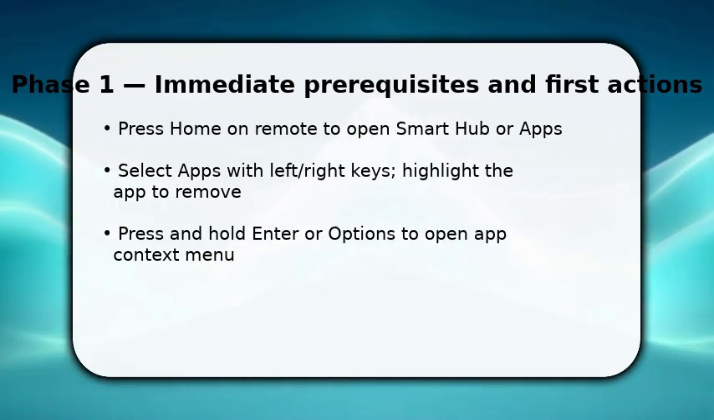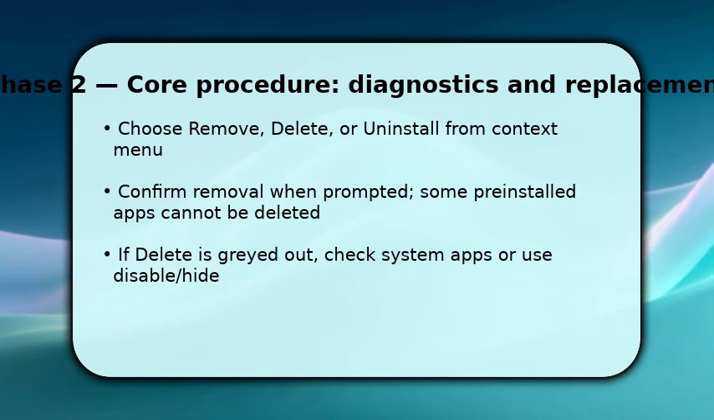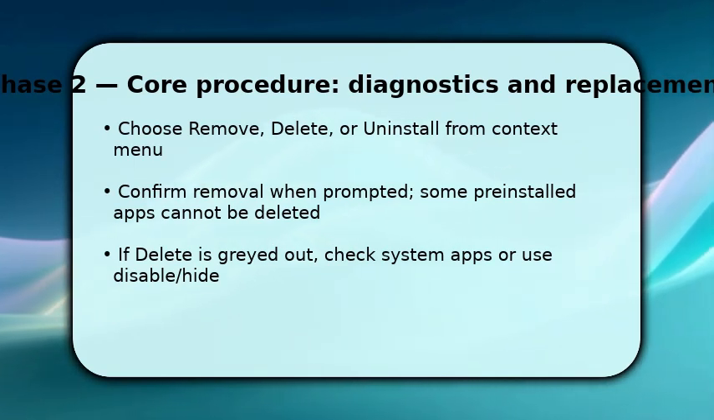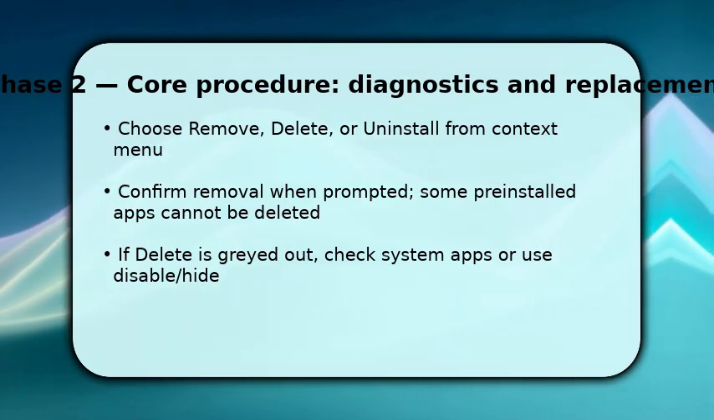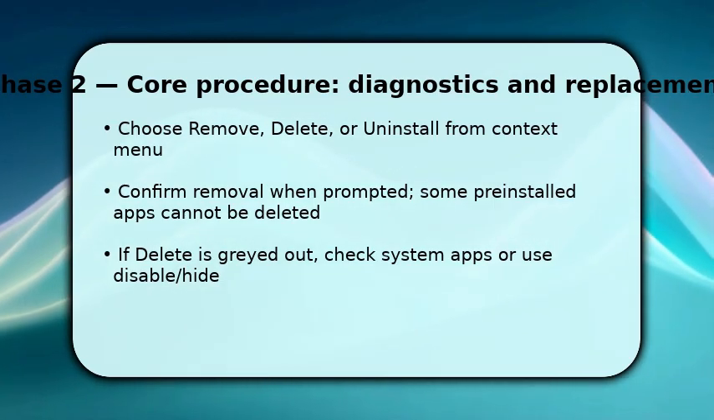Once the context menu is open, select Remove, Delete, or Uninstall. The exact label varies by model. Confirm the prompt that appears. This permanently clears the app from your home screen and frees any associated space.